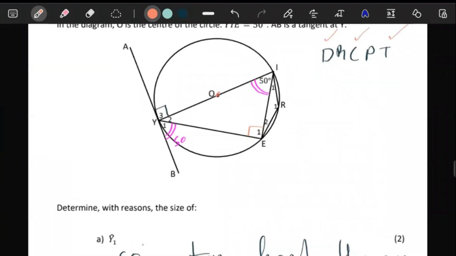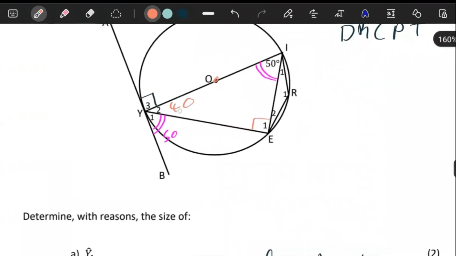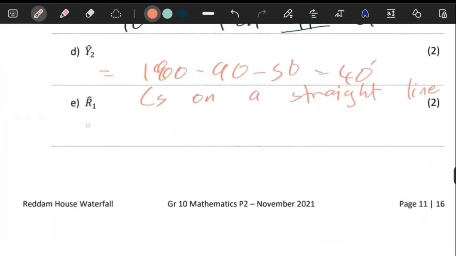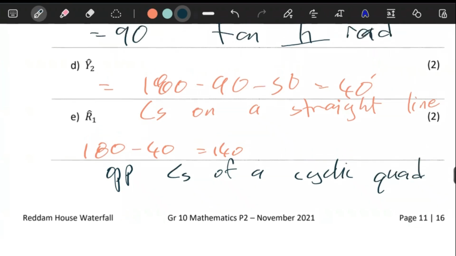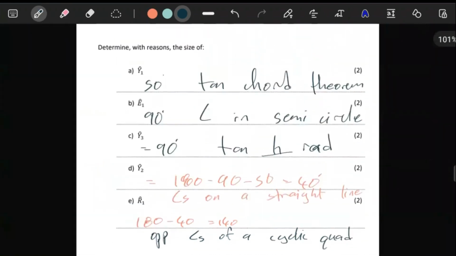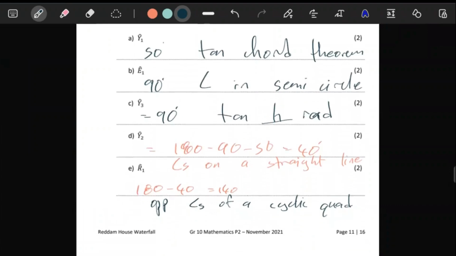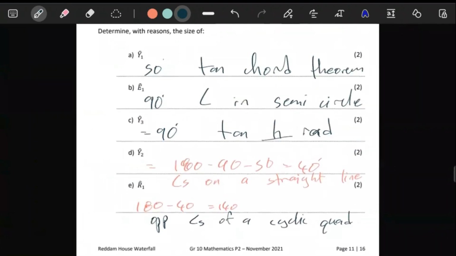R1, as we said, is opposite to Y2. They are supplementary because they are opposite angles of a cyclic quad, you see. So R1 is 180 minus 40, the reason is opposite angles of a cyclic quad. So you see, if you know your laws, these questions are just easy, free marks, you see. 2, 4, 6, 8, 10, free 10 marks. So let's move on to the next question.